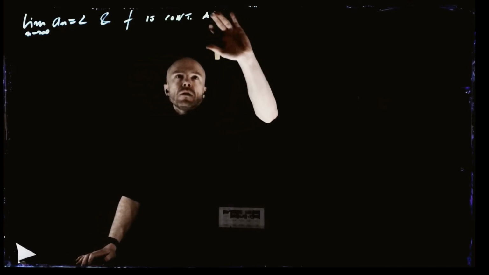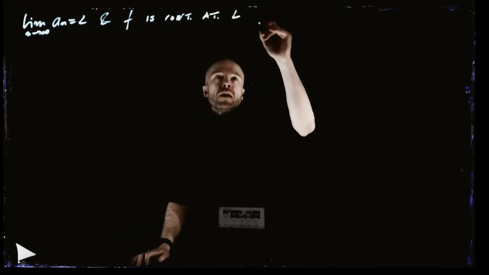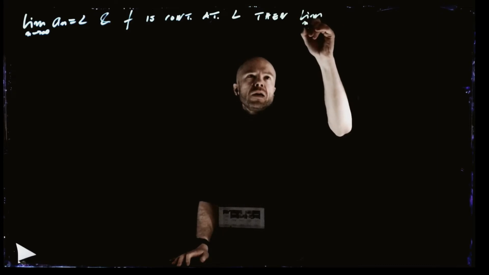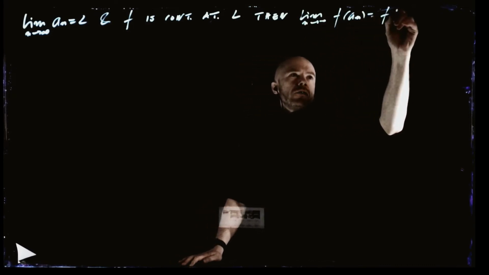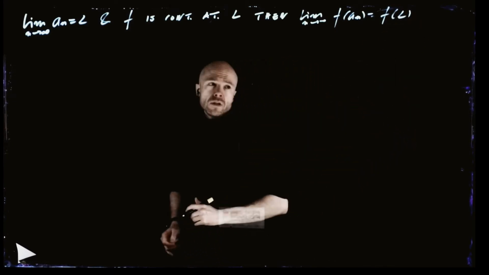Let's just put down the information. So we have a sequence such that the limit as n goes to infinity of a_n is L, and we have a function f which is continuous at L. And our conclusion is that the limit as n goes to infinity of f of a_n is f of L. Okay, let's draw pictures to explain this.